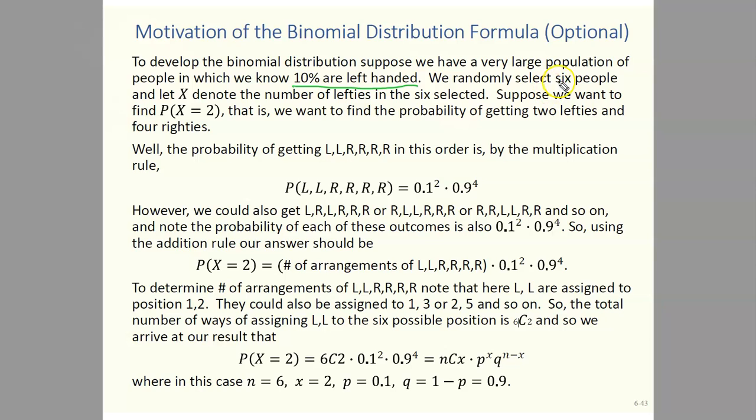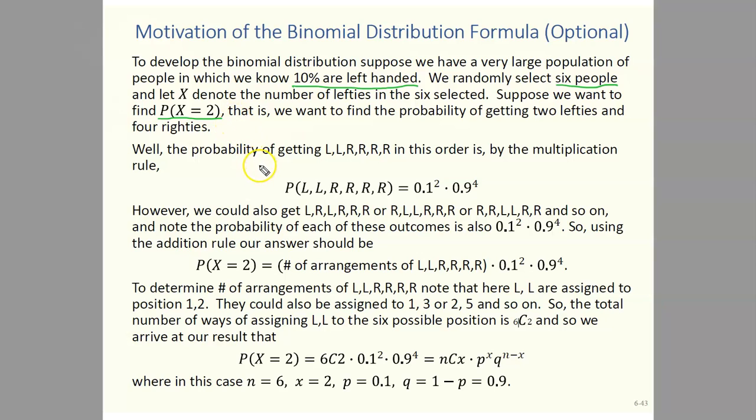Now suppose we randomly select 6 people and let X denote the number of left-handed people that we get in that selection of 6 people. Suppose we want to find the probability that 2 left-handed people are selected in the 6. So suppose we want to do that.